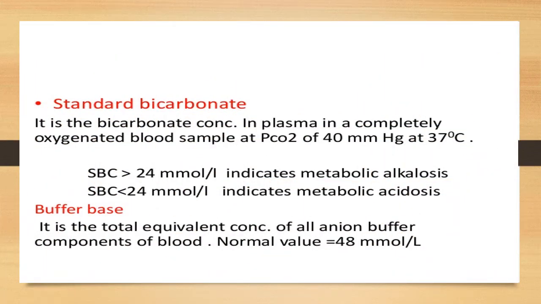Coming to the standard bicarbonate, it is the bicarbonate concentration in plasma in a completely oxygenated blood sample at partial pressure of carbon dioxide of 40 mm of Hg at 37 degrees Celsius. SBC above 24 millimole per liter indicates metabolic alkalosis, and SBC, that is standard bicarbonate, less than 24 mmol per liter indicates metabolic acidosis.